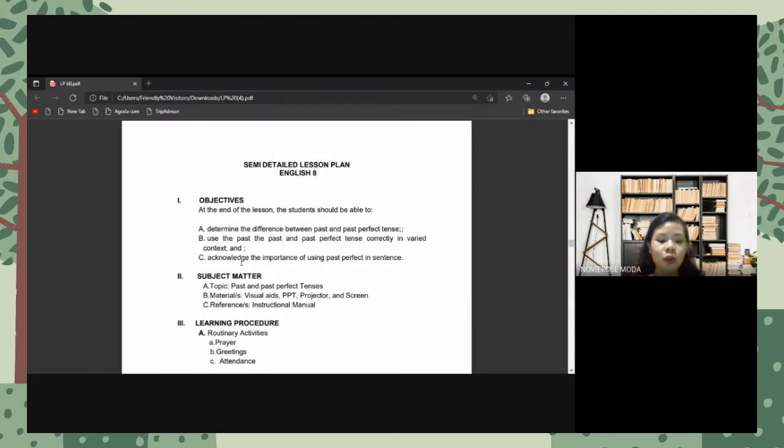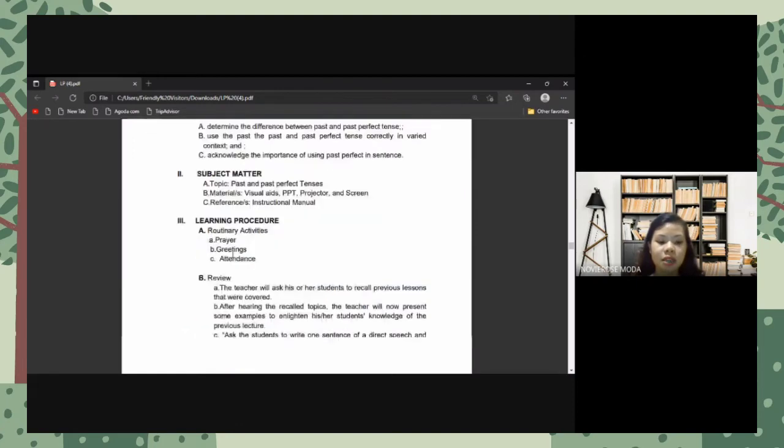So we have here a subject matter. The topic is past and past perfect tense. The materials are visual aids, PPT, projector, and a screen. In the references, we have an instructional manual. So to be followed are the learning procedures. In the learning procedures, we have the routinary activities: prayer, greetings, and attendance.